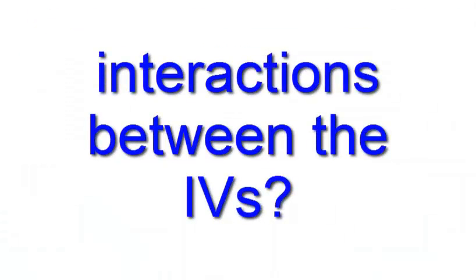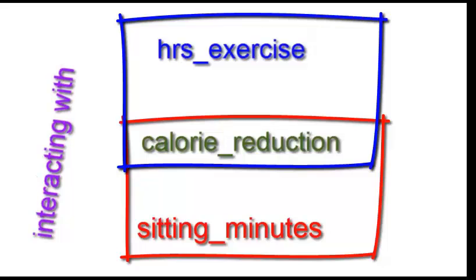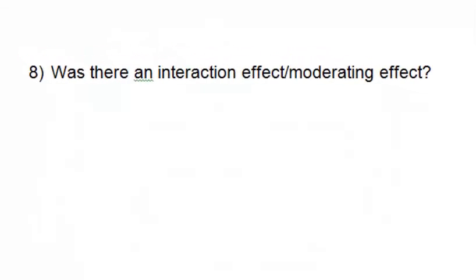Okay, even though we have a significant regression model, we have not addressed the interaction, right? There could be interaction between the hours of exercise, calorie reduction, and the number of sitting minutes, okay? So that's what we're going to do next. We're going to check for interaction.